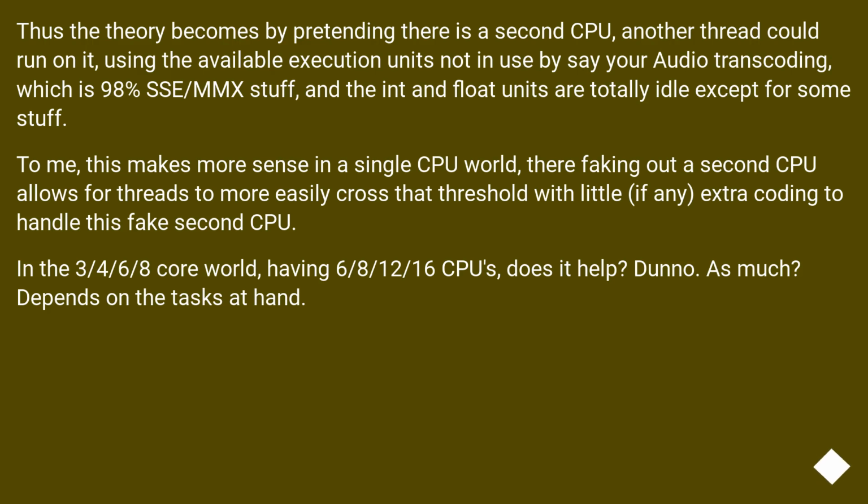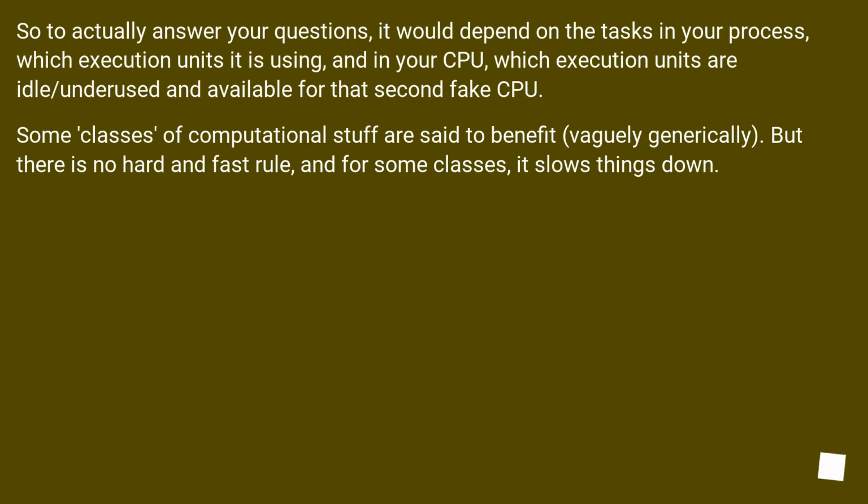In the 3/4/6/8 core world, having 6/8/12/16 CPUs, does it help? Dunno. Not as much. Depends on the task at hand. So to actually answer your question, it would depend on the tasks in your process, which execution units it is using, and in your CPU, which execution units are idle or underused and available for that second fake CPU. Some classes of computational stuff are said to benefit, vaguely generically, but there is no hard and fast rule, and for some classes, it slows things down.